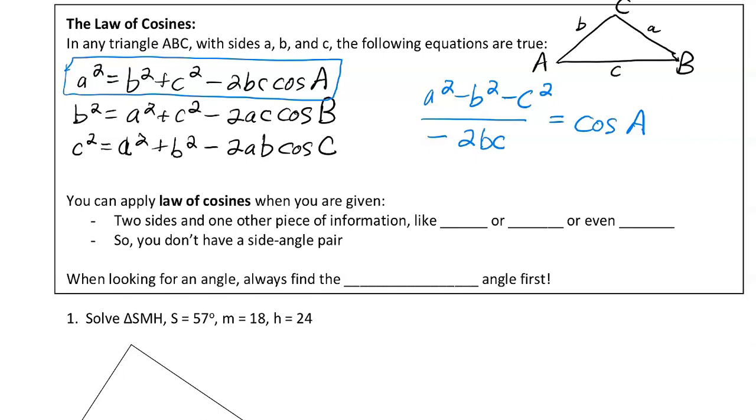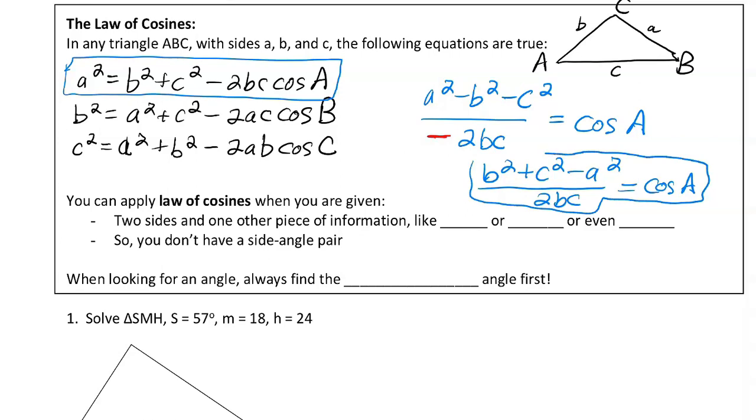We can clean this up a little bit. We usually don't like negatives in the denominator like that. So if we change that, each sign in the numerator will flip. So we would have B squared plus C squared minus A squared, divided by 2BC, and that equals cosine A. So this is the formula you could use if you're looking for an angle A. You'd take the two sides, B and C, you'd subtract the side opposite of angle A, and then you divide by 2BC. So that's a really helpful formula.